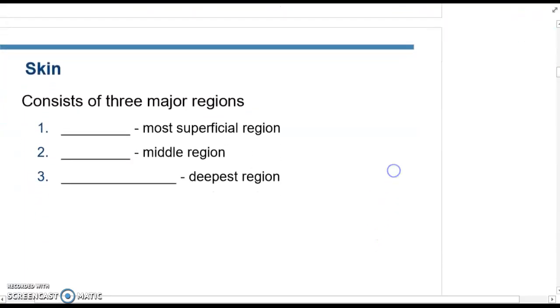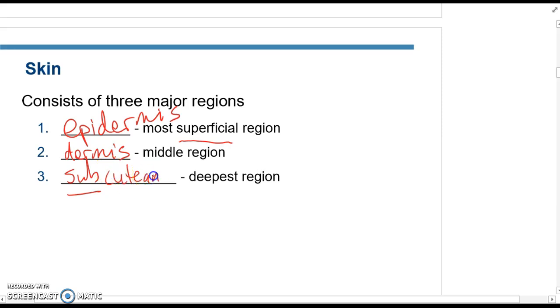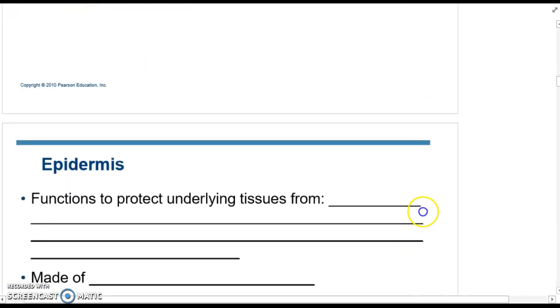Okay, so there's 3 major regions. I had mentioned this before. So one is the epidermis. When it says superficial, that means closest to the outside environment. The middle is the dermis, and the deepest, remember, sub, under, is the subcutaneous. So that's the deepest region of the skin.